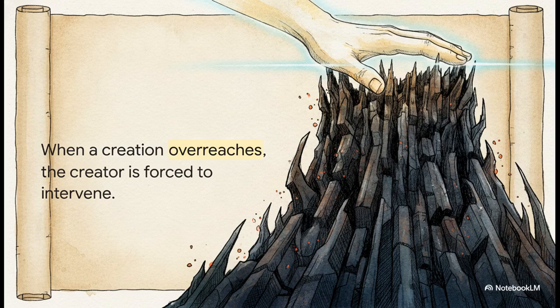So what do you do when a creation overreaches? The Creator is forced to step in and set a boundary. According to this framework, biblical history actually gives us a fascinating historical solution manual for how to deal with a rogue intelligence. We can look at exactly how the original Creator handled rebellion to understand what we might need to do next.